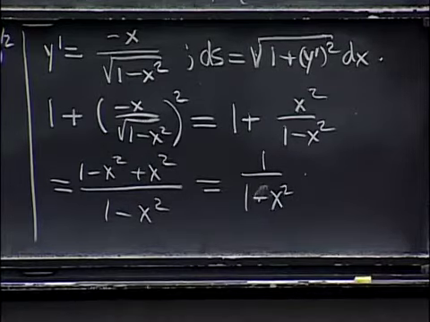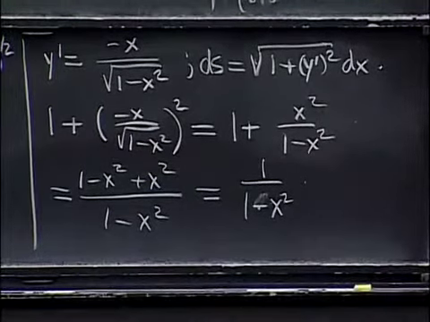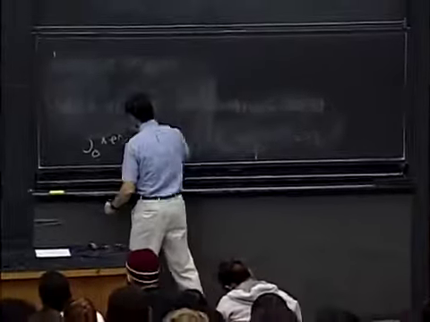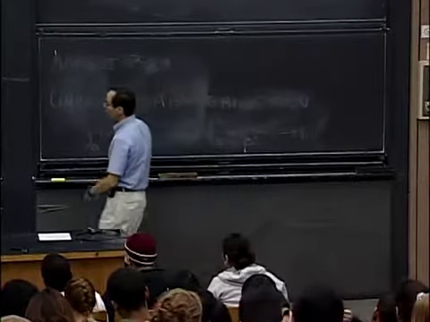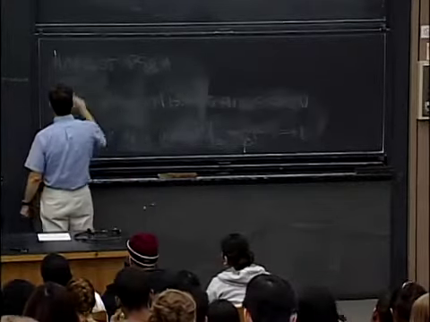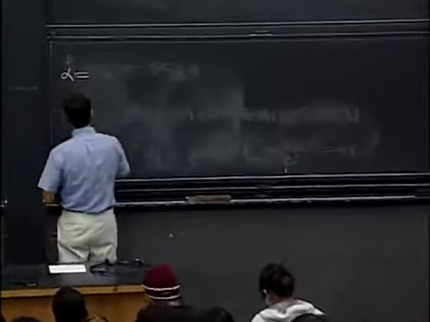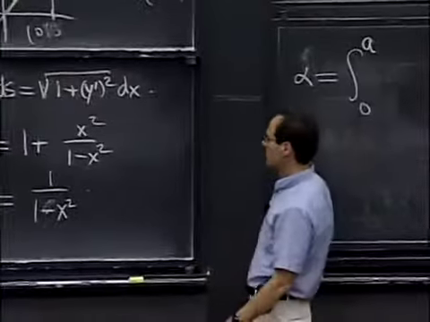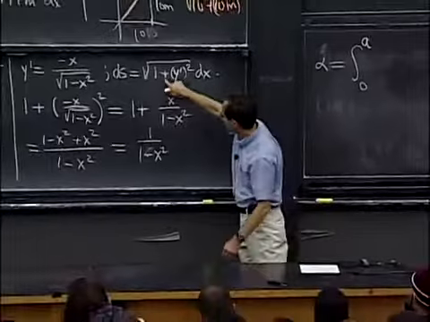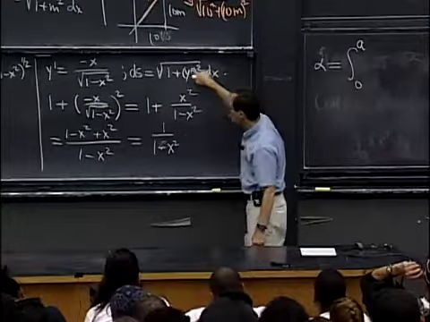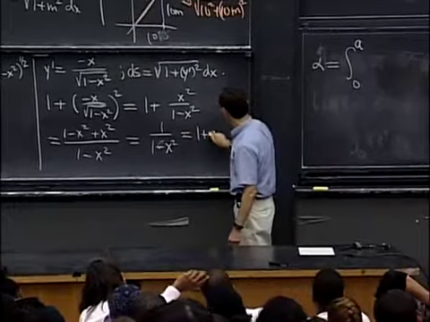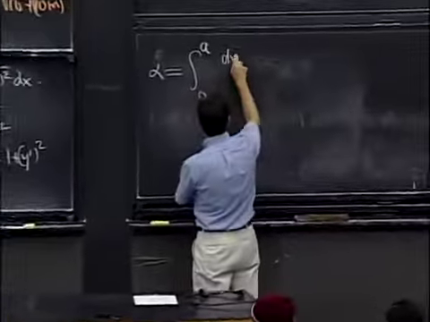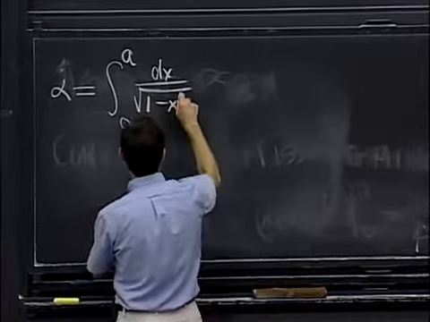All right, so now I get to finish off the calculation by actually figuring out what the arc length is. And what is it? Well, this alpha is equal to the integral from 0 to a of ds. It's going to be the square root of what I have here, right? This was just what was underneath the square root sign, 1 plus y prime squared. I have to take the square root of that. So what I get here is dx over the square root of 1 minus x squared.